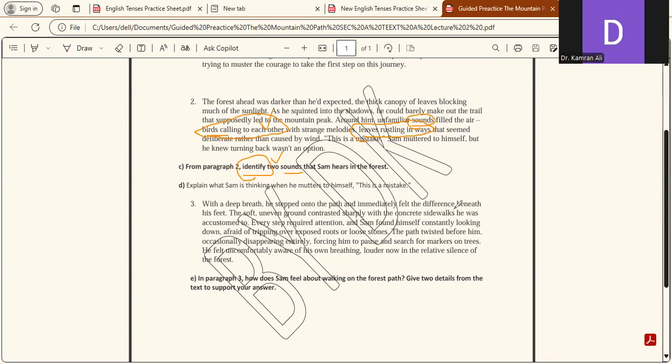Okay. Explain what Sam is thinking when he mutters to himself, this is a mistake. Focus on this sentence. This is a mistake. And of course, you have to recall the context also, what is happening in the passage.